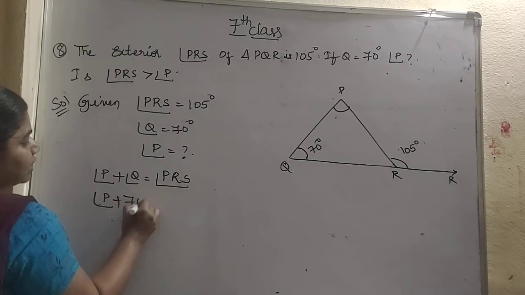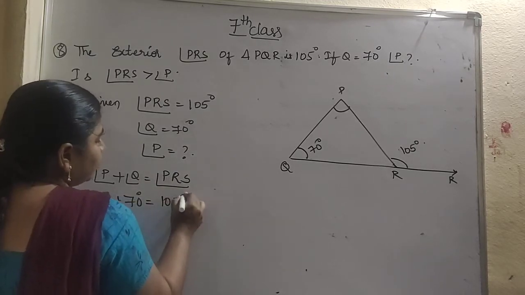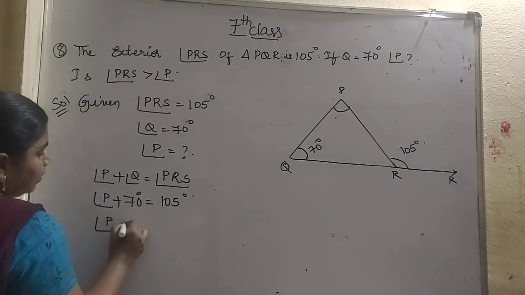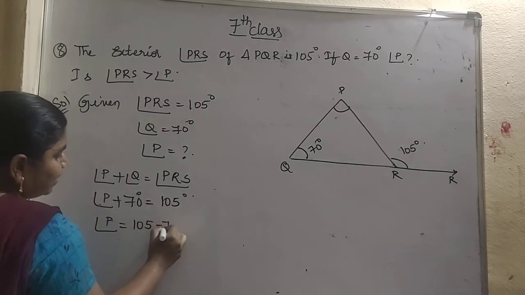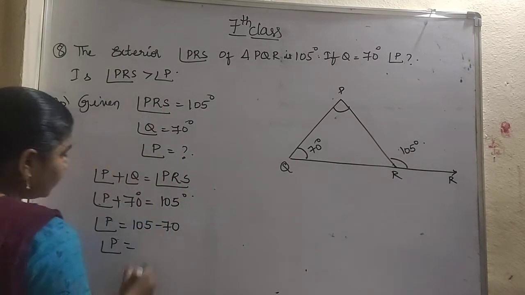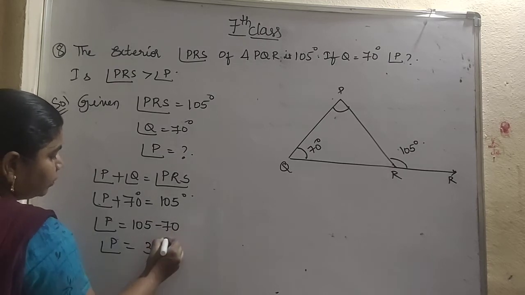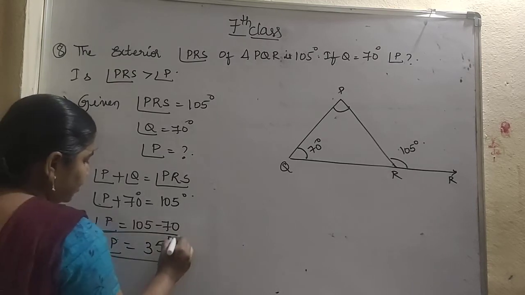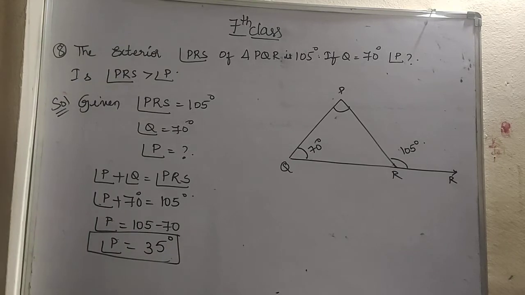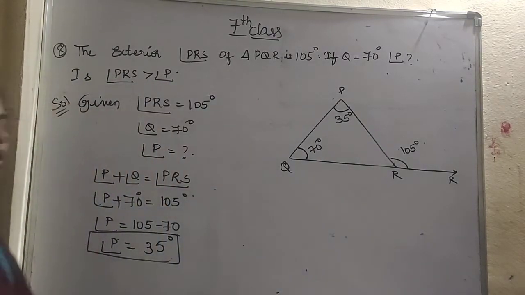Angle Q is given as 70, and PRS is 105 degrees. So angle P is equal to 105 minus 70. 10 minus 7 will be equal to 3, and 5, so it is 35 degrees. So here we got it as 35 degrees. So this is our angle P.